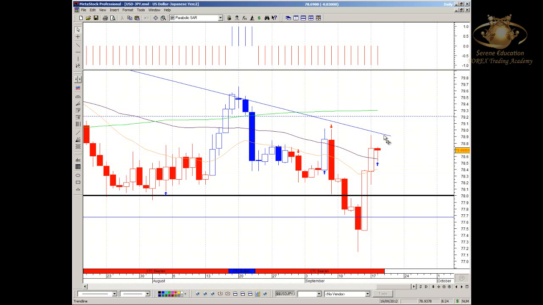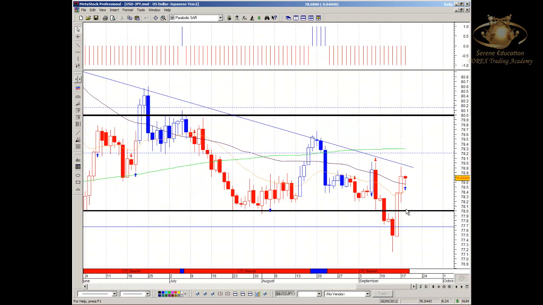So look for any opportunities to the upside. We could see price coming unstuck roughly around the 79.20, but as long as it remains above 78, we should be looking for further highs to remain in favor.